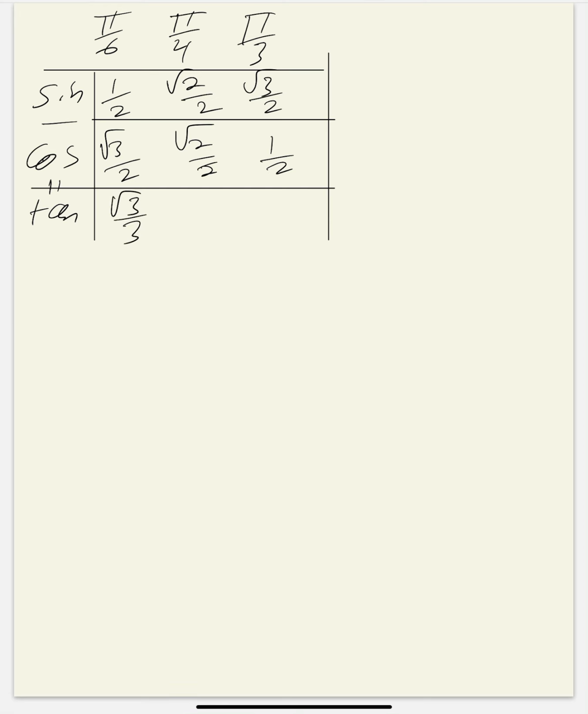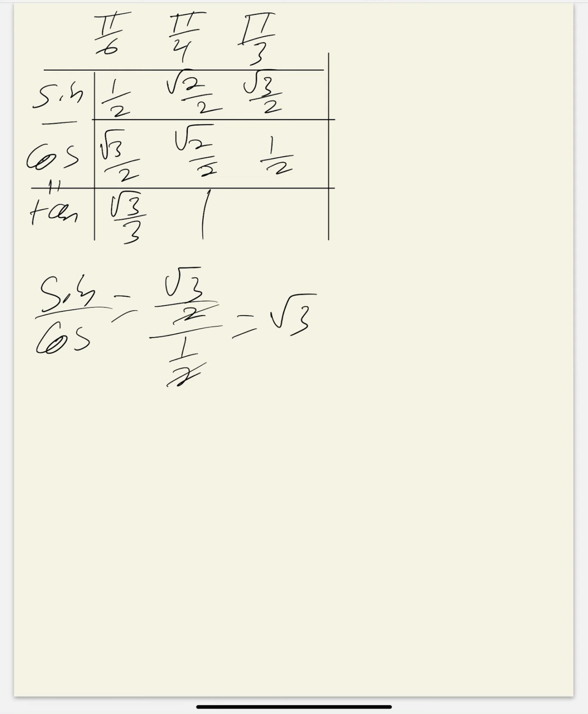This one is the same value on top of each other, so this is simply 1. And then for pi over 3, we get sine over cosine, which is square root of 3 over 2 divided by 1 over 2, and these two cancel. You're just left with square root of 3.